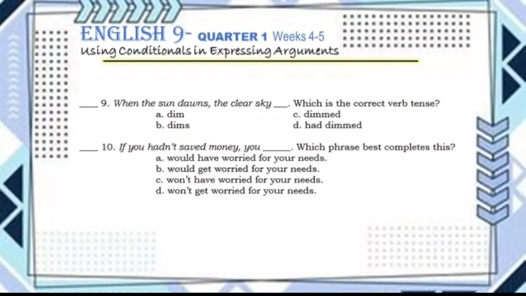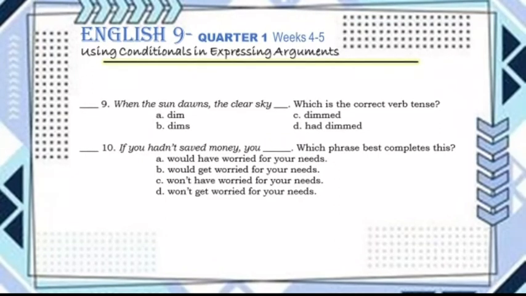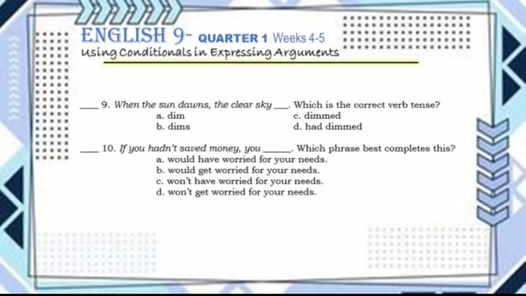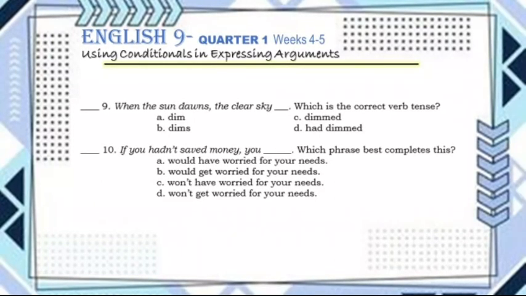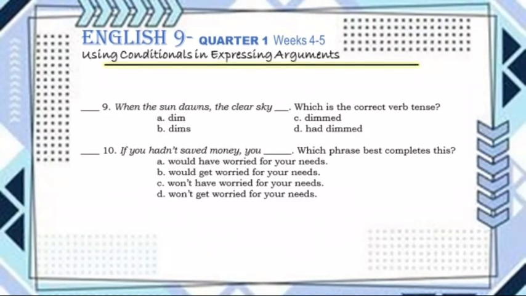Number 10. If you hadn't saved money, you blank. Which phrase best completes this? A. Would have worried for your needs, B. Would get worried for your needs, C. Would have worried for your needs, D. Would get worried for your needs.